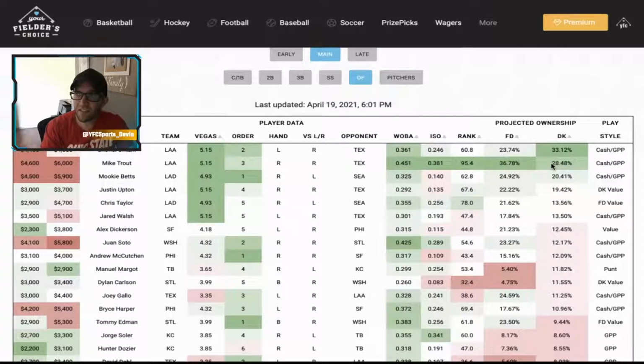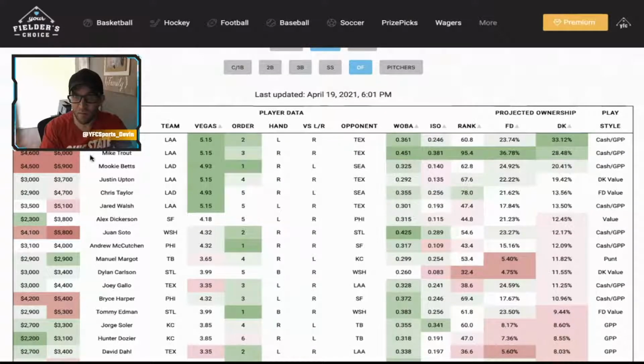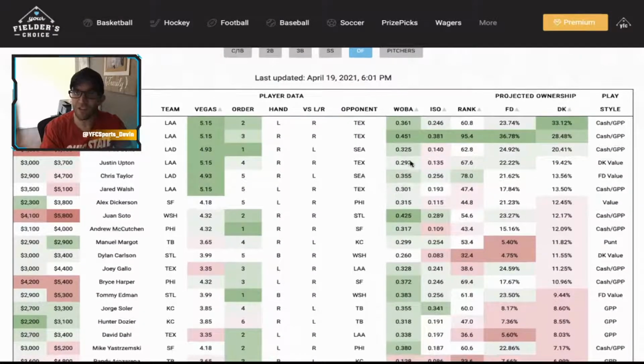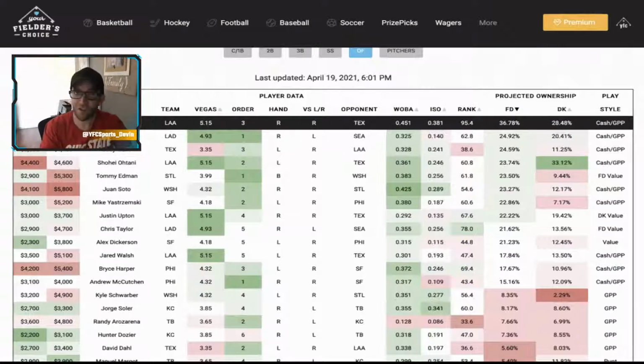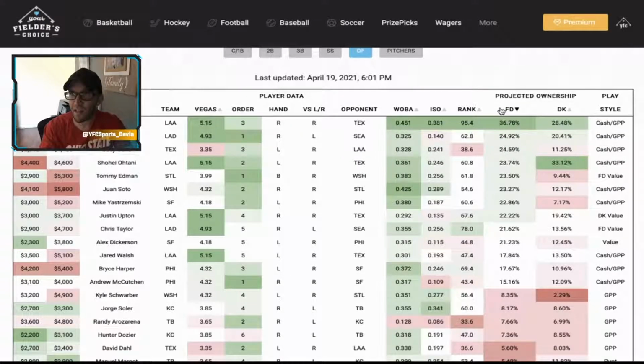Though we're seeing here that getting some of these Angels bats in your cash is going to be pretty chalky, and you're going to want one of the big boys, Trout, Ohtani. You're going to want one of them in your cash lineup. That's what this projected ownership is showing us. Swinging over to FanDuel, we can see that Trout's going to be chalk city, $4,600, well out ahead of everybody else.